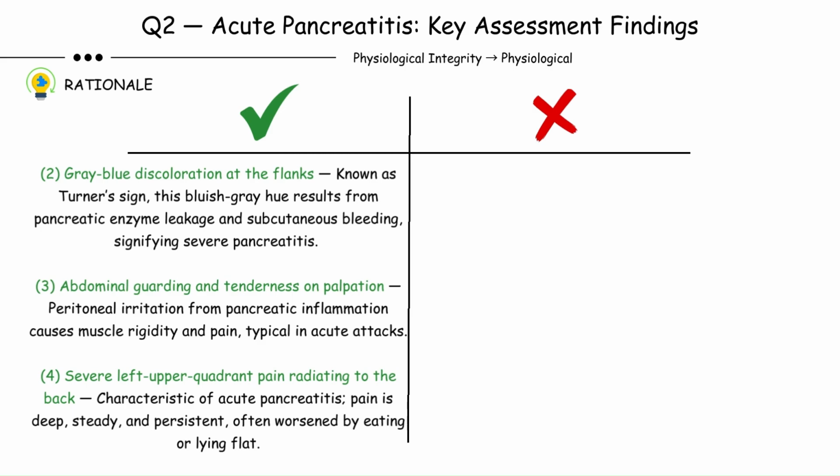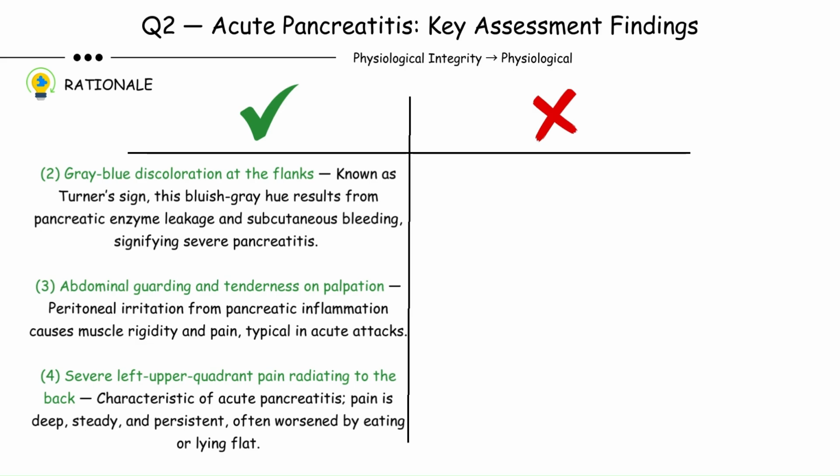Option 3. Abdominal guarding and tenderness show peritoneal irritation from inflammation. This is a classic acute finding. Option 4. Left upper quadrant pain radiating to the back, that steady, boring pain, is the signature symptom of pancreatitis. It often worsens after meals or when lying flat.